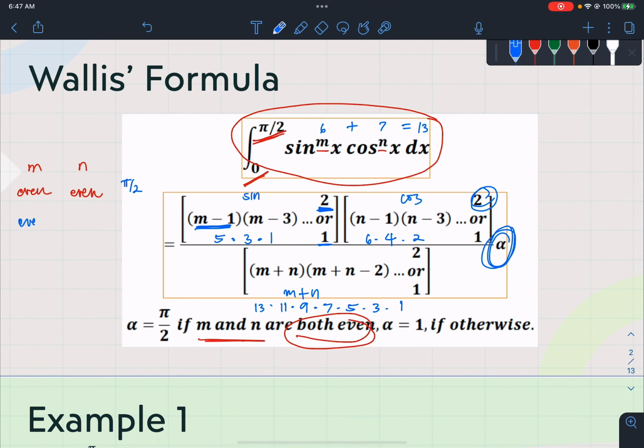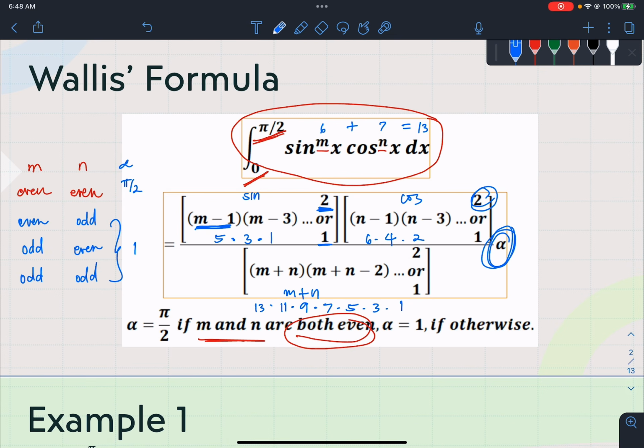Both are even, so it's pi all over 2. But let's say m is even, n is odd. Or n is even and m is odd. Or m is odd, n is odd. So for all of these, we just multiply 1. Okay, so that is our alpha. So if both are even, that is pi all over 2, and otherwise that will just be 1. So that's how we use the Wallis formula. And then we just multiply everything and divide it with the denominator. So take the lowest term. So that would be our final answer.